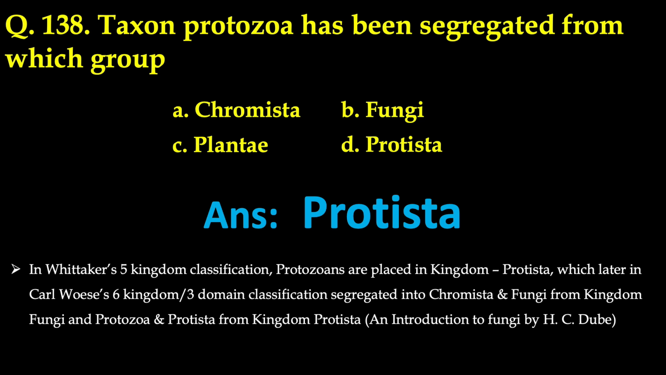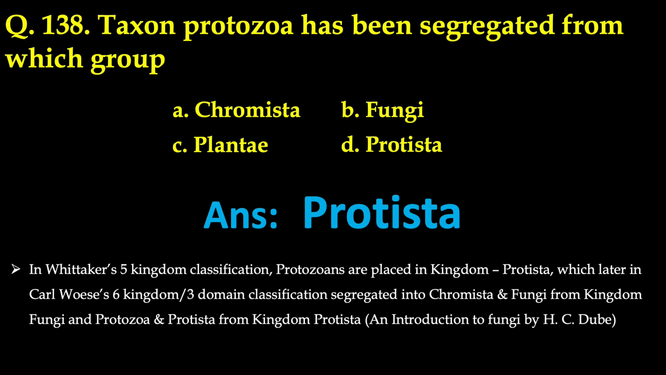In R.H. Whittaker's classification, that is the 5 kingdom classification, the protozoans are placed in kingdom Protista, which later, in Carl Woese's 6 kingdom or the 3 domain classification, was segregated into Chromista and the fungi from the kingdom Fungi, and Protozoa and Protista from kingdom Protista. For more details, please see the book An Introduction to Fungi written by S.C. Dubey.